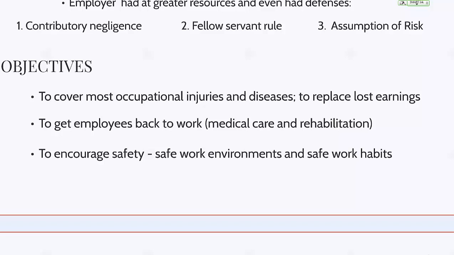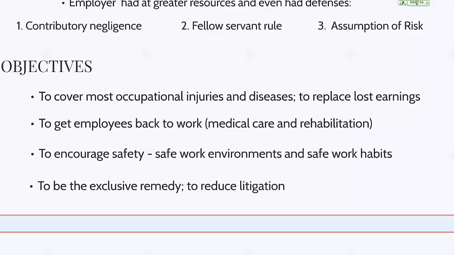This is because employers have to provide the workers' compensation. And of course, the higher their rate of loss or work-related injury, the higher their premium. So this does encourage them, or should encourage them, to establish safe work environments and to encourage safe work habits among their employees. Also, workers' compensation is intended to be the exclusive remedy.